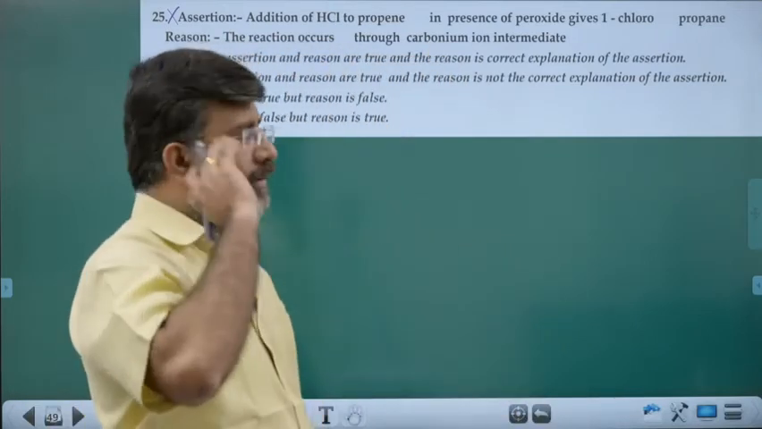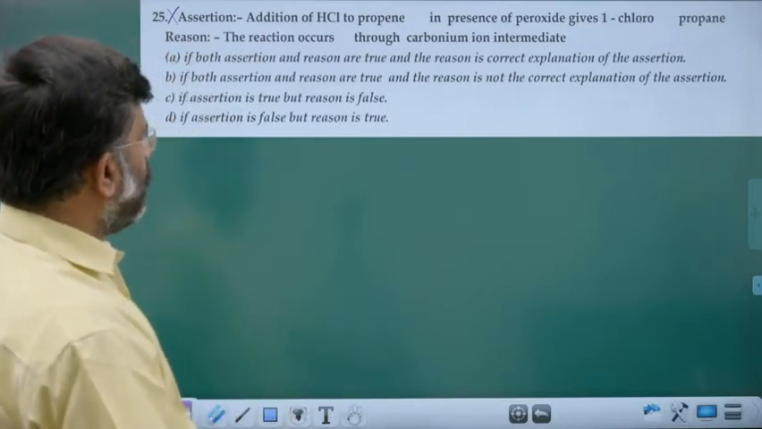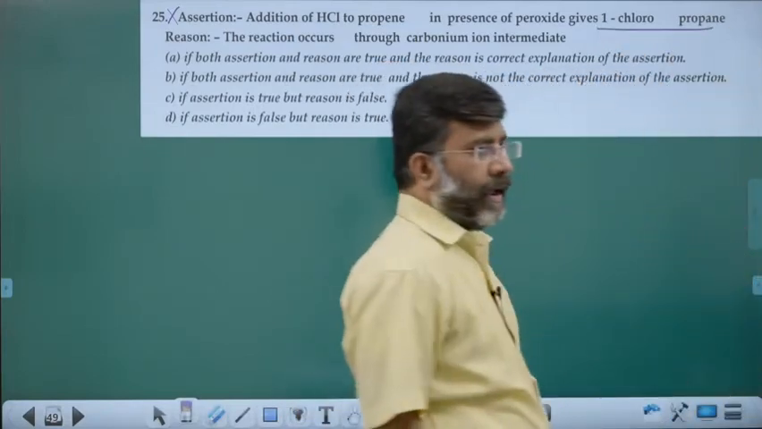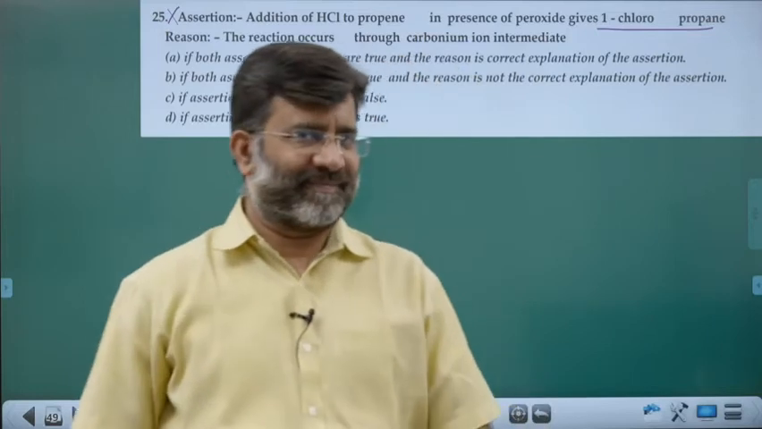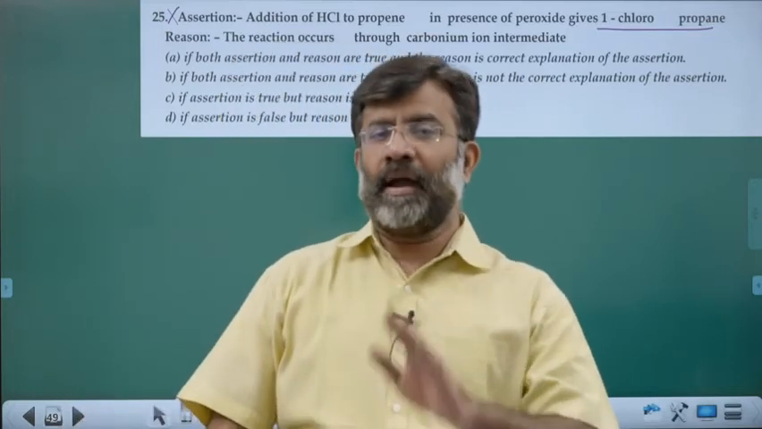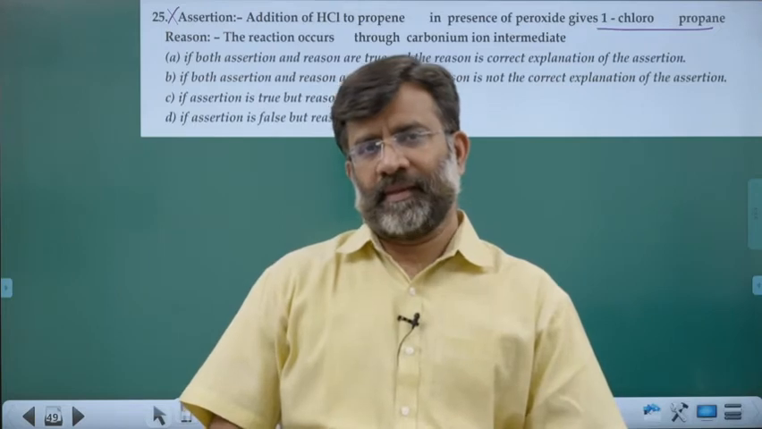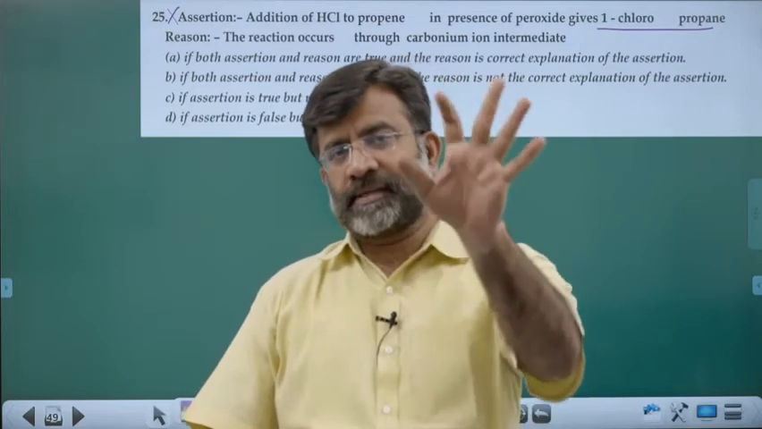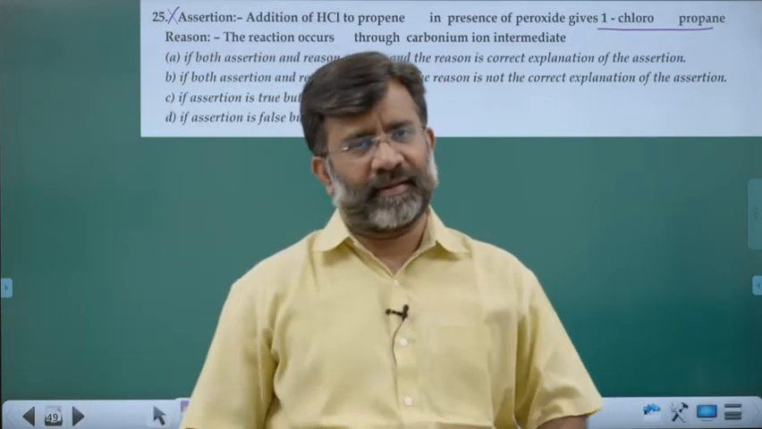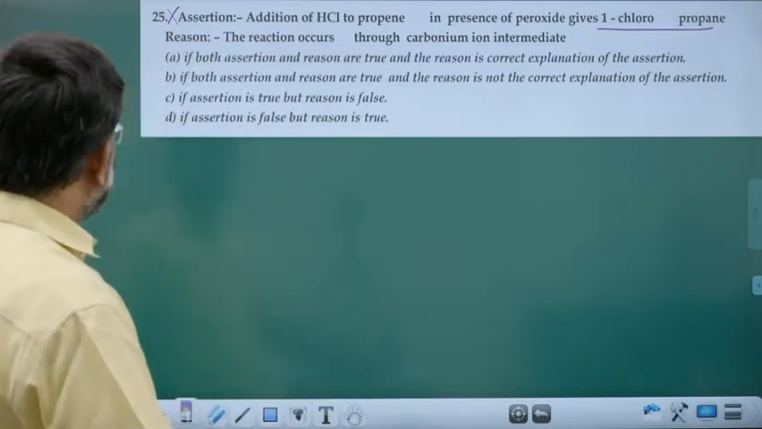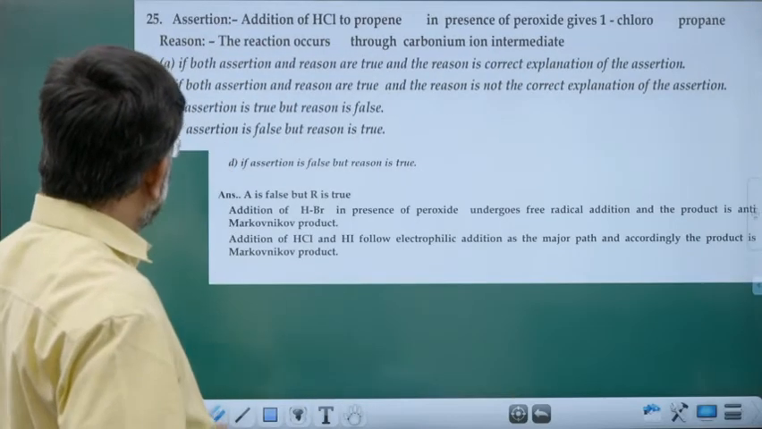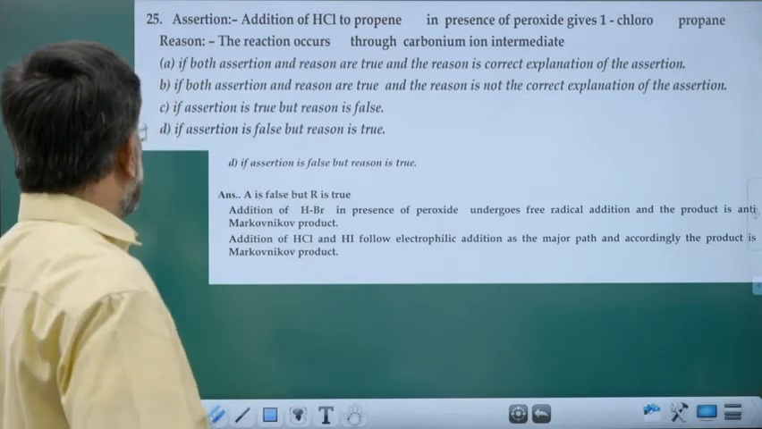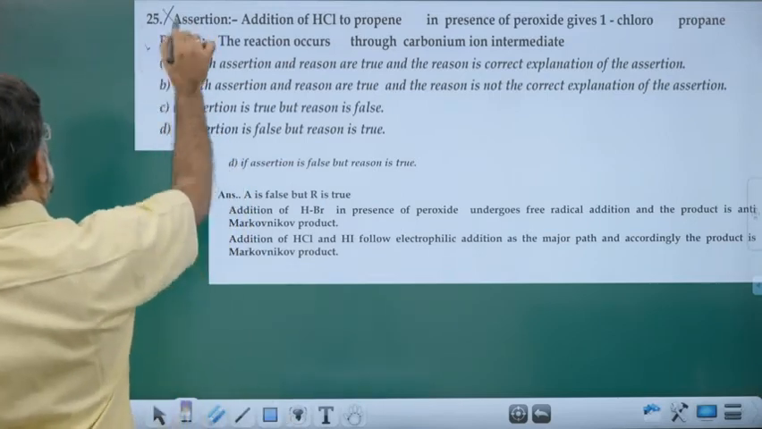If the intended product, major product, is not 1-chloropropane. If that is the intention, the statement is wrong. Of course, you get 1-chloropropane and 2-chloropropane. If it is the major product, that statement is wrong. That's what I said, 50-50, correct and wrong. Anyway, the answer given is option D, assertion false, reason true.